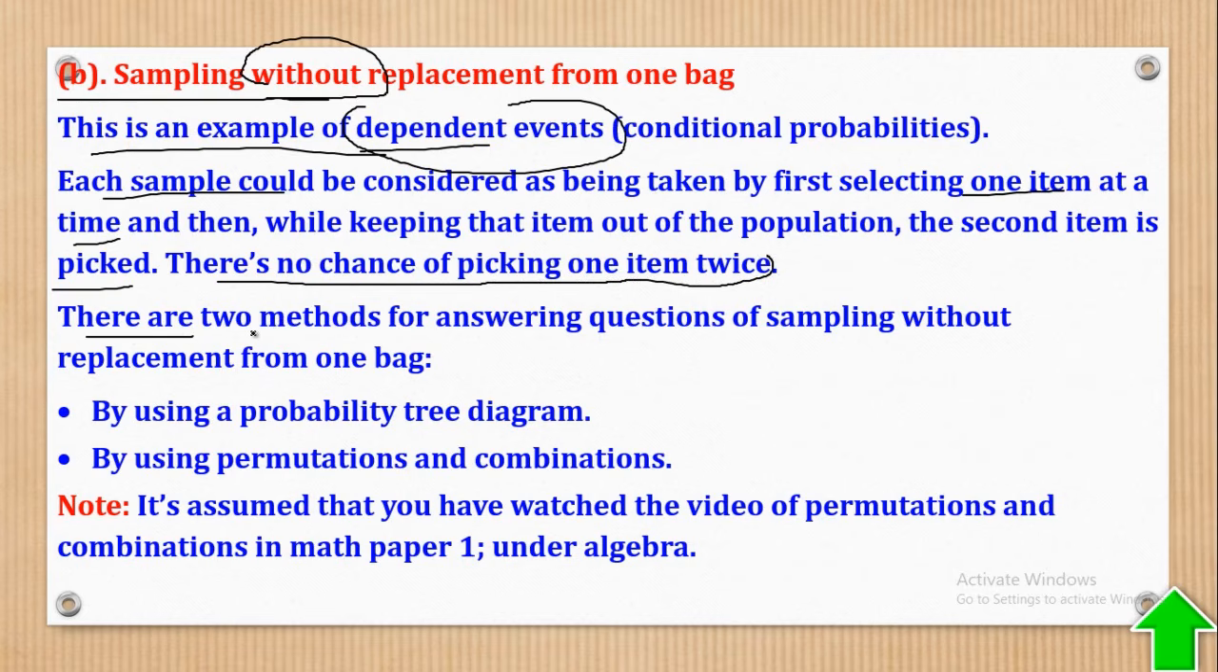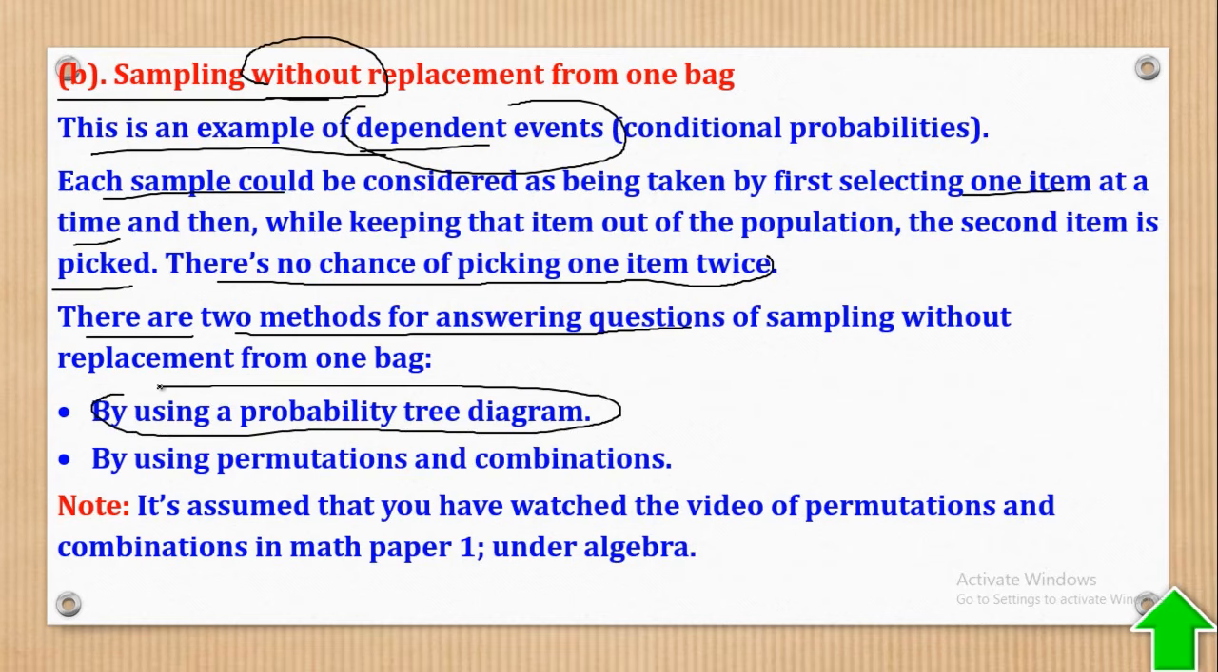Here there are two methods for answering such questions. One of the methods is by using the probability tree diagram, which you are well versed with. Another one is by using permutations and combinations. The assumption is that you have already watched the video for permutations and combinations in Math Paper 1, under Algebra. So I encourage you to first watch that video before you proceed with this video.